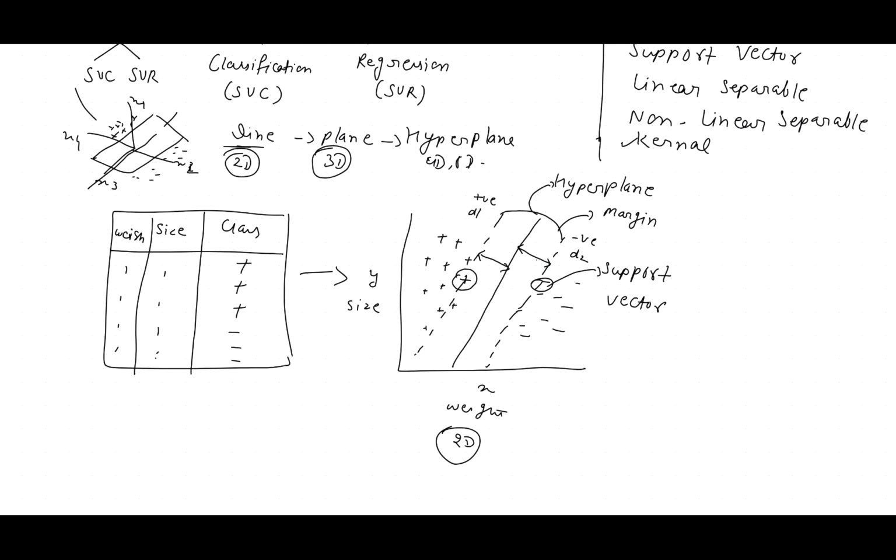So these are the most important terms. You should have a clear vision about them. What is a hyperplane? What is margin? What is a positive, negative distance? And what is a support vector? Now we will talk about what the goal of SVM is.